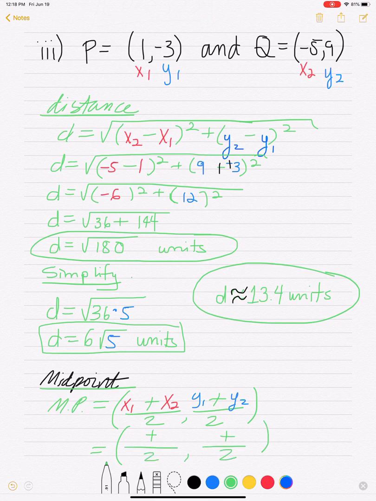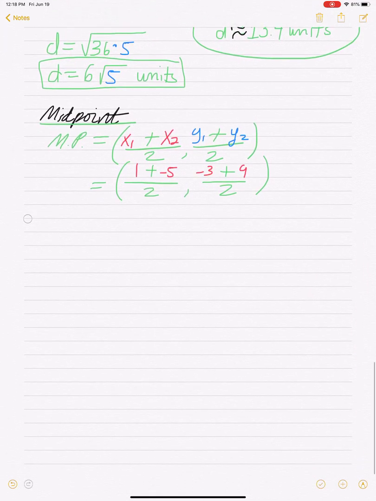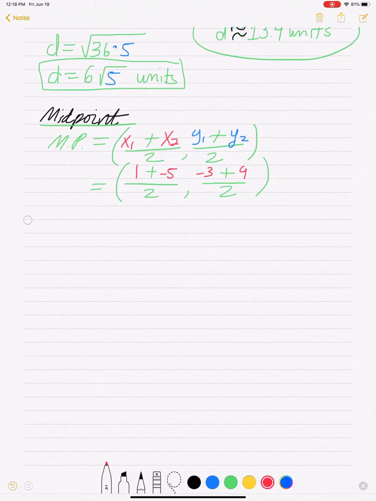What are we plugging in? For x1, we're plugging in 1. For x2, we're plugging in minus 5. For y1, we're plugging in minus 3. For y2, we're plugging in 9. All right, let's see if we can simplify this. Blank over 2, comma blank over 2.